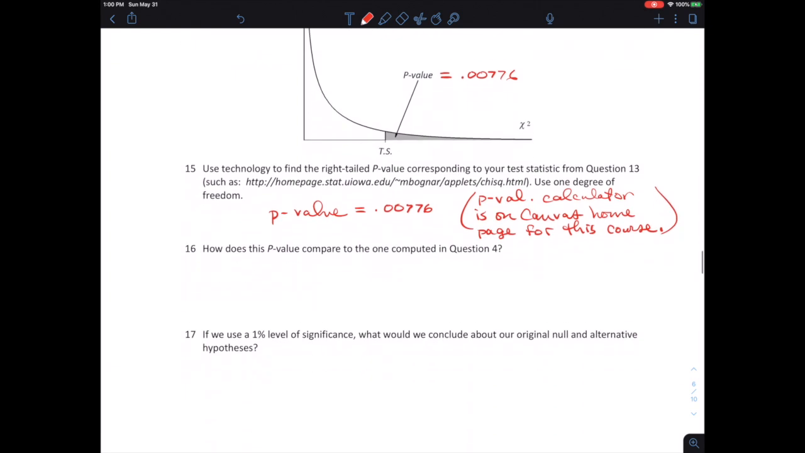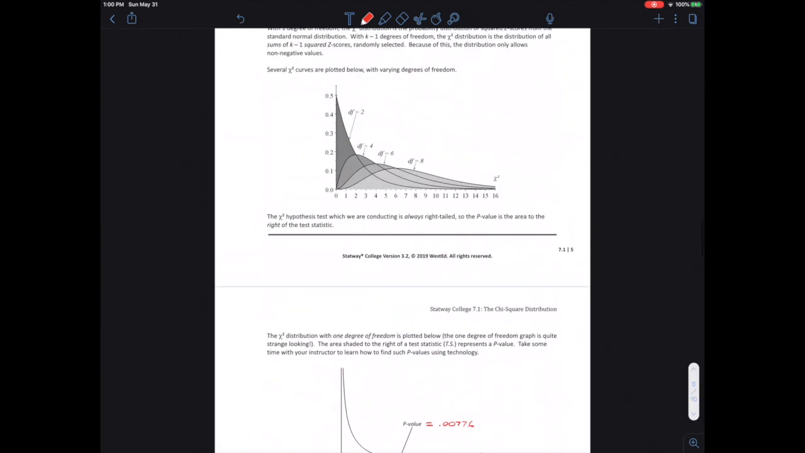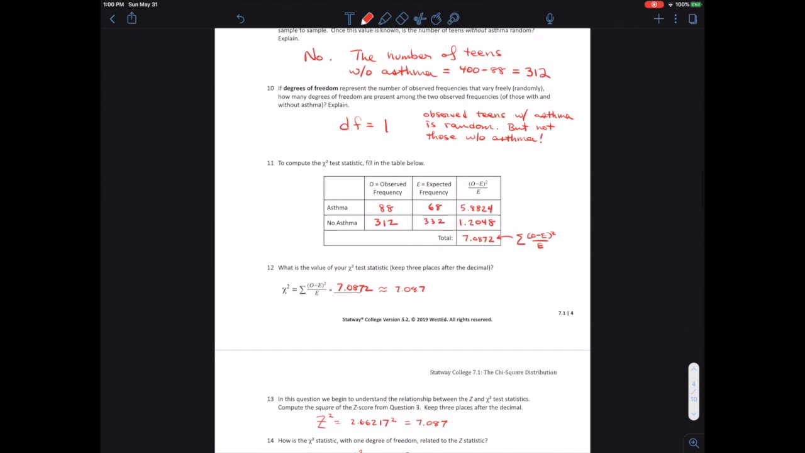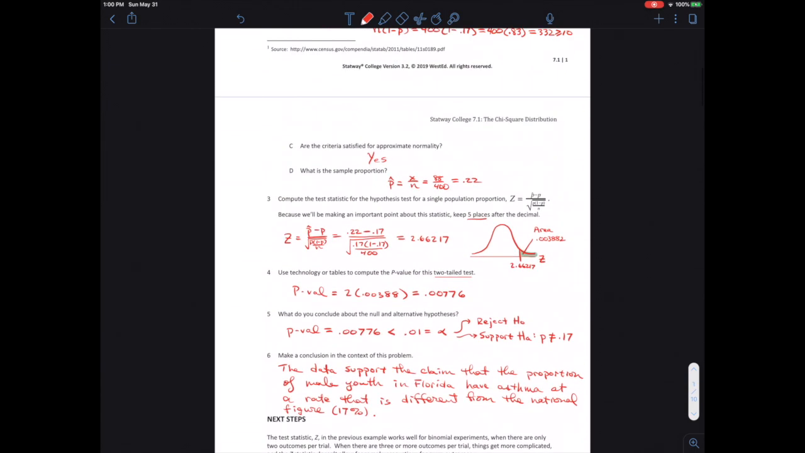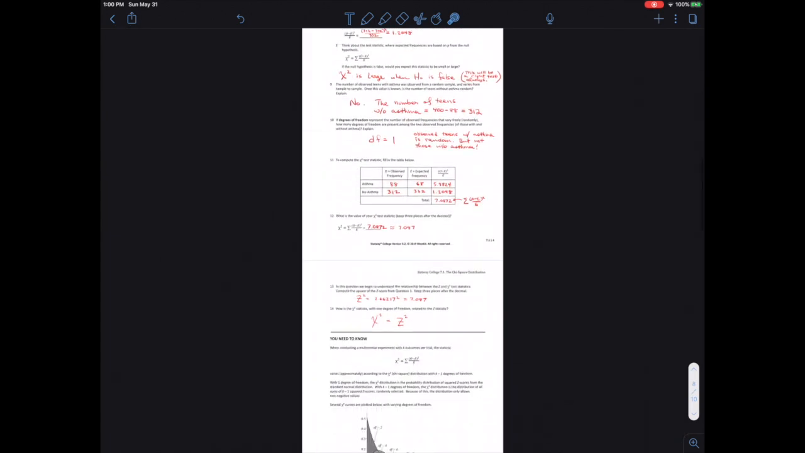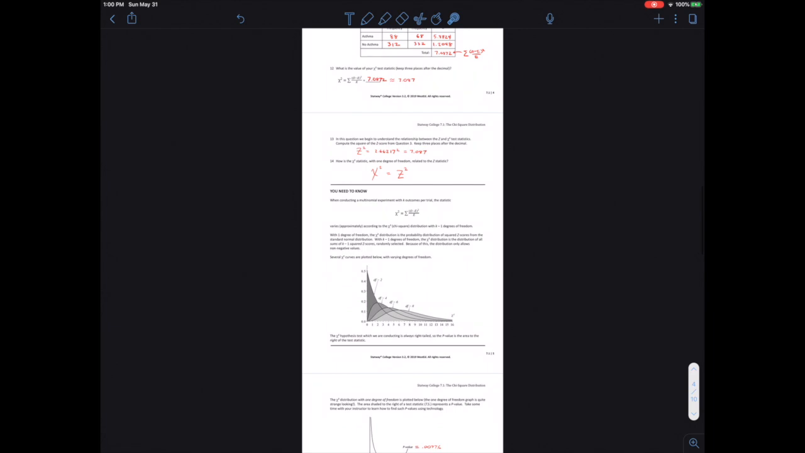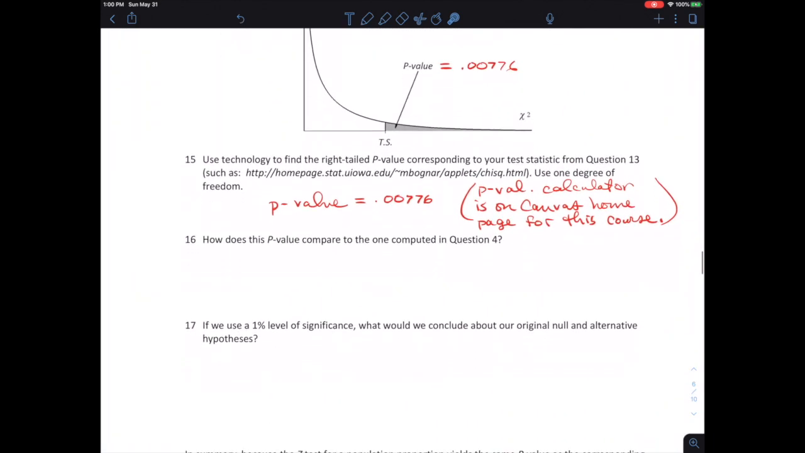Now it's asking us to compare the p-value that we got in question 4, which is a completely different set of computations. Let's go way back to question 4. Here we go. And this is for the z-test, not the chi-square. But notice the p-value here is 0.00776. It is identical to what we just got. So the p-values are identical.